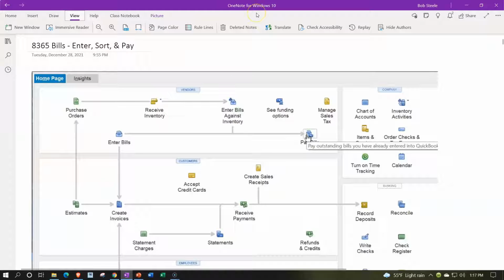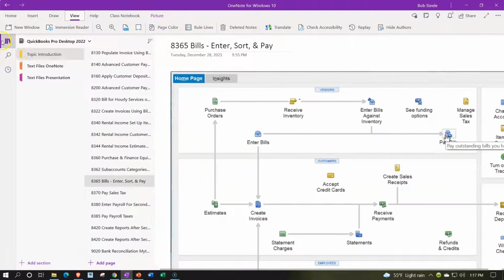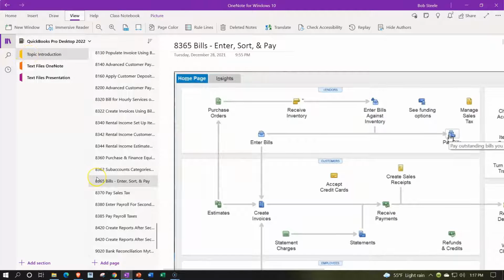If you have access to OneNote and would like to follow along, click the icon on the left-hand side, topic introduction 8365, Bills: Enter, Sort, and Pay tab. Take a look at the Immersive Reader tool. Topic introductions in the text area too, with the same name, same number, but with transcripts. Transcripts can be translated into multiple languages, either listened to or read in them. Same name and number as the presentations as well.